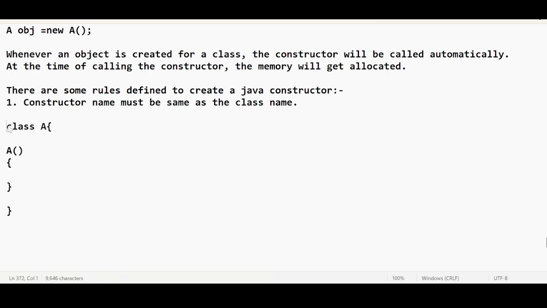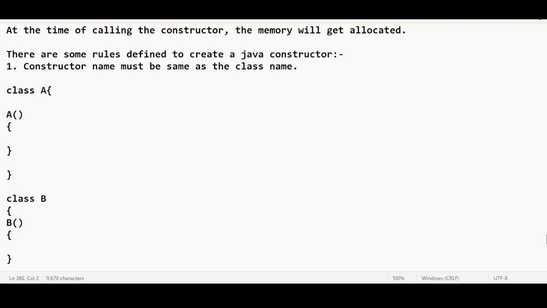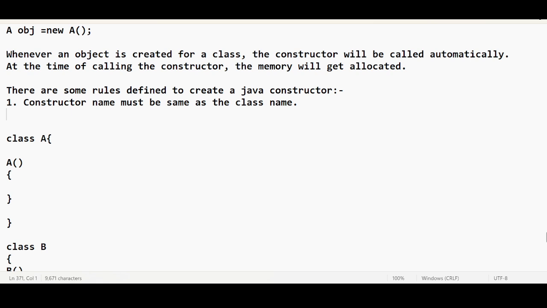The name of the constructor should be the same as the class name. For example, if I have a class B and want to define a constructor inside class B explicitly, this is how the constructor is going to be. It should be the same as the class name. Right? This is the first point, the very typical condition.